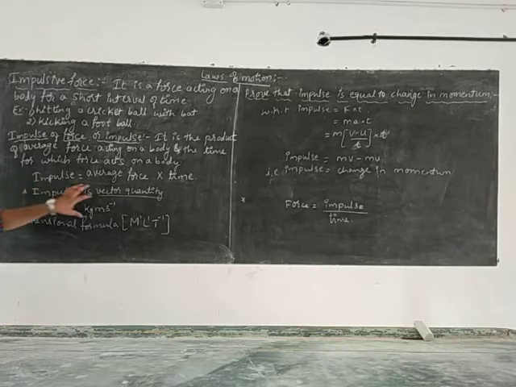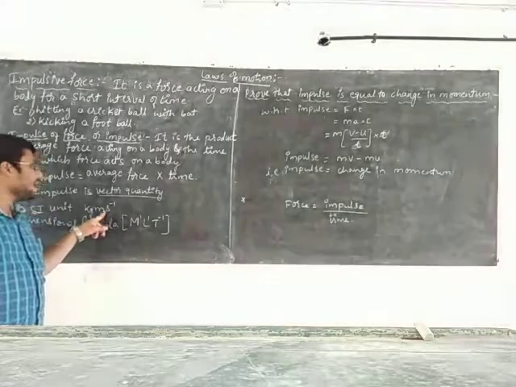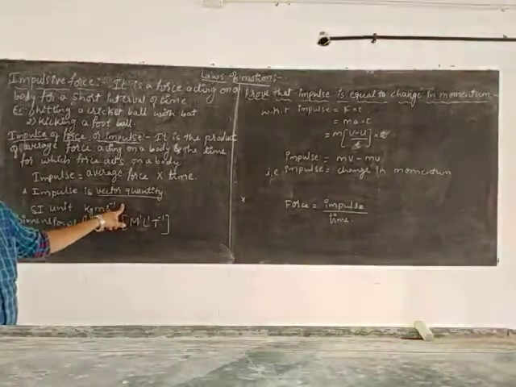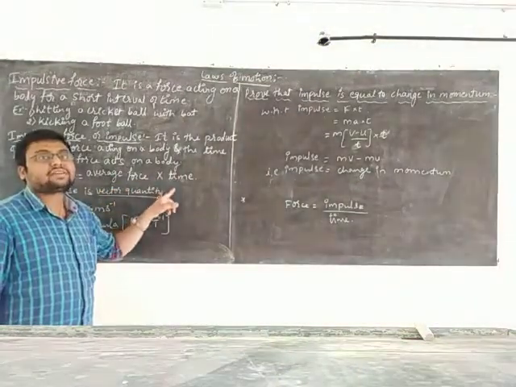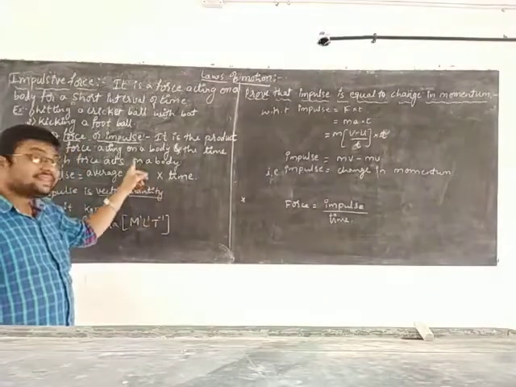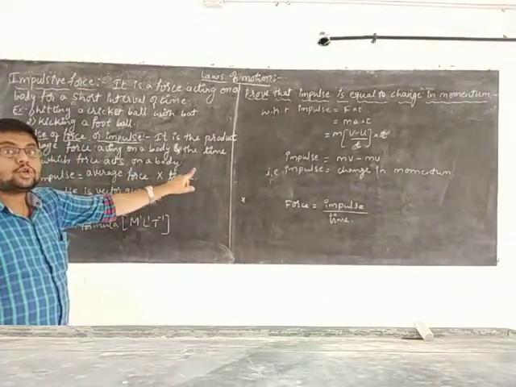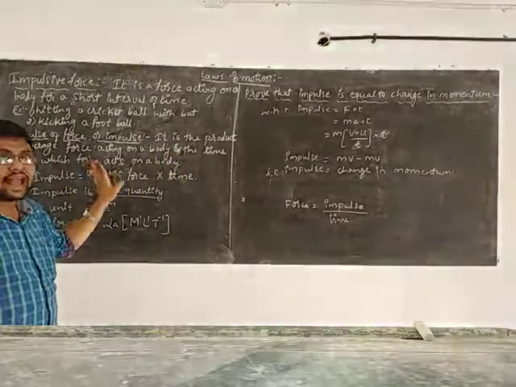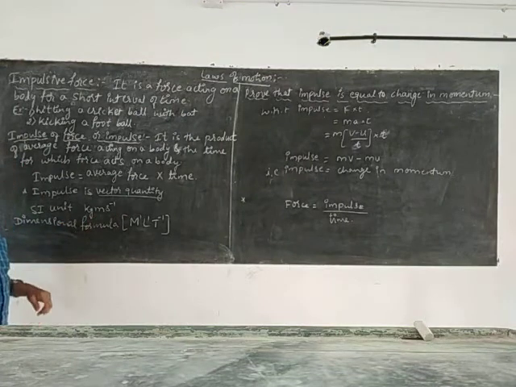Next, impulse is a vector quantity, and the SI unit of impulse is kg meter per second. Because here the SI unit of force is kg meter per second square, multiplied by time in seconds. So second and second square get cancelled. So that's why the SI unit will be kg meter per second.